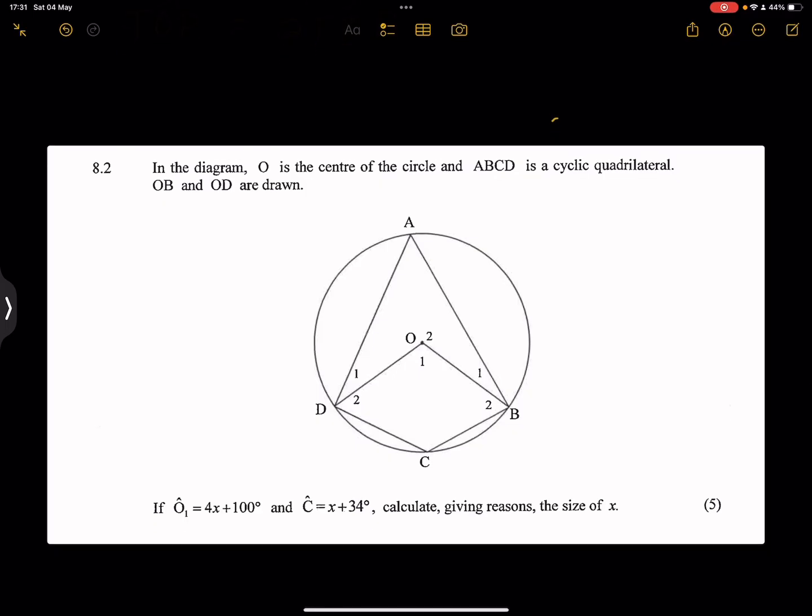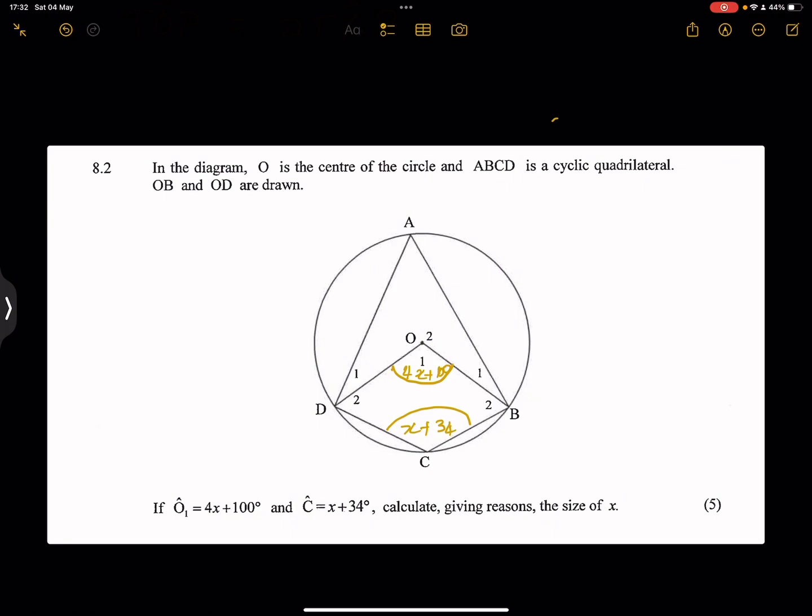So they say in the diagram, O is the center of the circle, and ABCD is a cyclic quadrilateral. OB and OD are drawn. Right, now in this case, they tell us O1, so I'm going to put that there. They say O1 is 4x plus 100. And they say C is x plus 34. Okay, and they want us to calculate, giving reasons, the size of x.